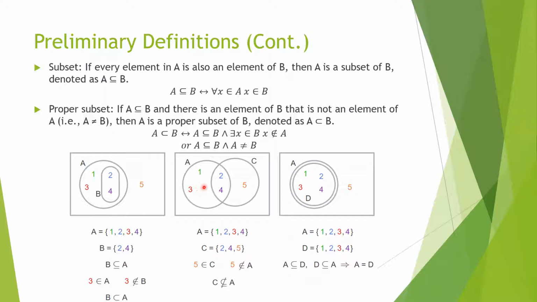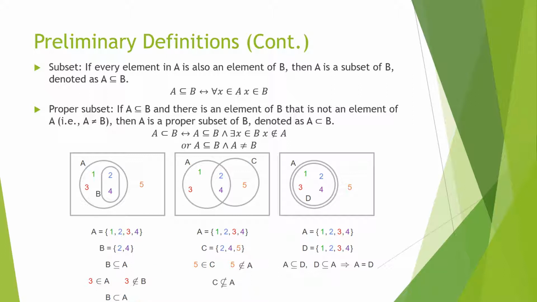Here are three examples that we're going to take a look at to see which set is a subset or proper subset of which set. In the first example, you see two sets A and B. B contains only 2 and 4, A contains 1, 2, 3, and 4. Since all elements in B are in A too, we can say B is a subset of A. Also, since A and B are not equal, you can say B is also a proper subset of A.